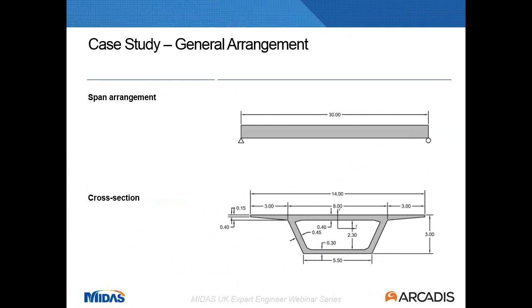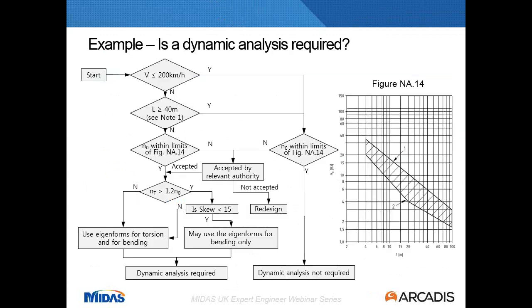If we want to first check if we need a dynamic analysis and then analyze this dynamic behavior, the first thing we have to do is go to this flowchart. You start by checking the speeds. In this case, we are assuming a bridge on a high-speed line with speeds up to 400 kilometers per hour. So we have to go down. We said it is a 30-meter single-span bridge, so that's down again.